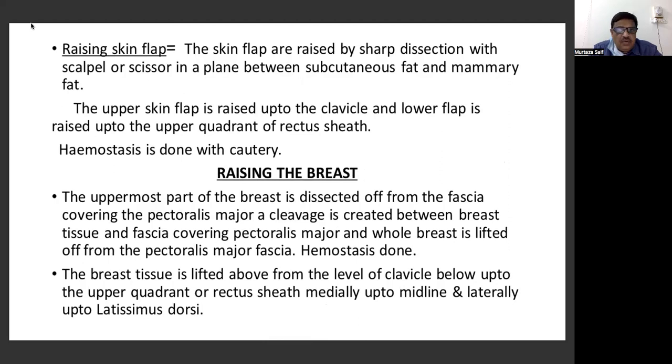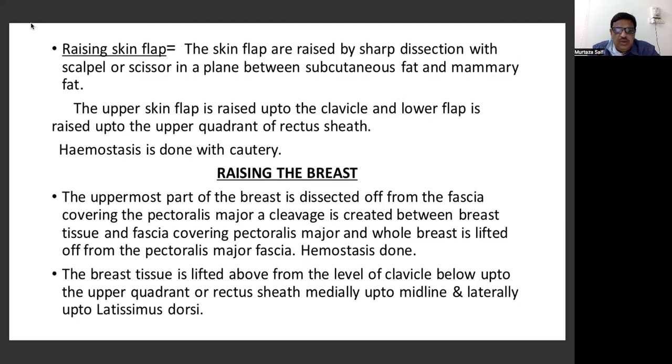Skin flap is raised by sharp dissection, scalpel or scissor or with cautery, in the plane between subcutaneous fat and mastectomy flap. The upper skin flap is raised up to the clavicle and the lower flap is raised up to the upper quadrant of the rectus sheath. Hemostasis is done with cautery. Raising the breast, the uppermost part of the breast is dissected off from the fascia covering the pectoralis major. A cleavage is created between breast tissue and fascia covering pectoralis major, and the whole breast is lifted off from the pectoralis major fascia. Hemostasis is done.